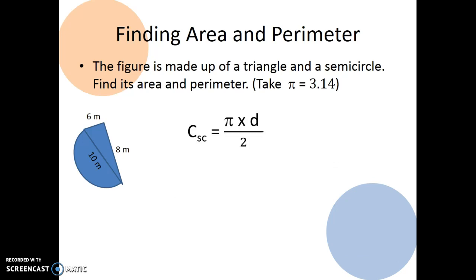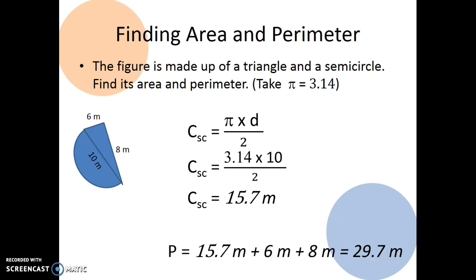Okay, now I want to find the perimeter. So first I need to find the circumference of that half circle, and then all I need to do is add these other 2 edges to it, okay? So there's my formula for the circumference of the semicircle, pi times diameter over 2. And we're going to multiply that out. We're going to get 31.4 divided by 2, which is going to be 15.7 meters. And now I'm just going to add those other 2 edges. So 15.7 plus 6 plus 8, which is going to be 29.7 meters. And again, for perimeter, I'm just walking around the outside edge of whatever shape I'm working with.